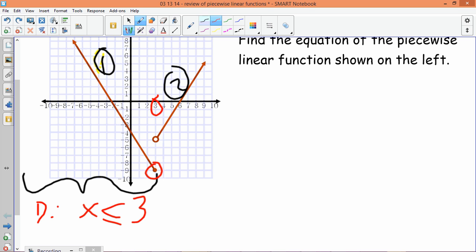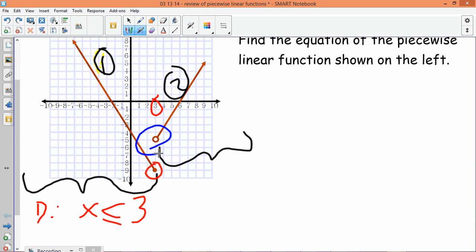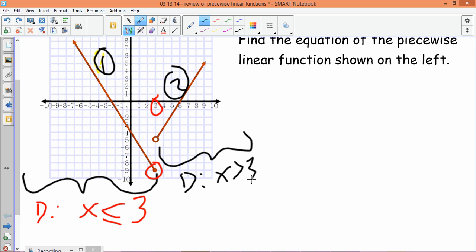On the next piece, I want to find the domain of this guy. Notice it too goes on forever and ever. This time it goes to the right. But again, the lowest possible value is 3. And because we have an open circle right here, we can't actually hit 3 even. So what we say here is that the domain is x is greater than 3. Not greater than or equal to, just greater than. Okay? Okay, so our first part is done.